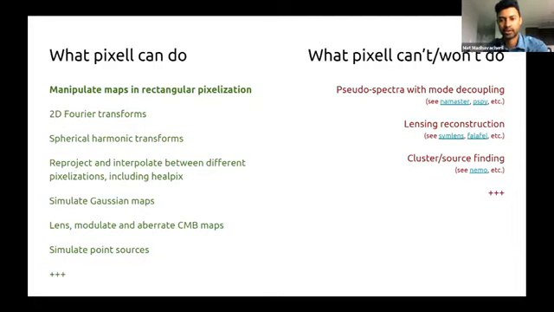What it cannot do are things like proper cosmological pseudospectra, the kind that you would need to calculate power spectra in the papers that we just released. There are other software for that. It also cannot do things like lensing reconstruction and cluster source finding. But it does form the backbone software that many of these software on the right side use.